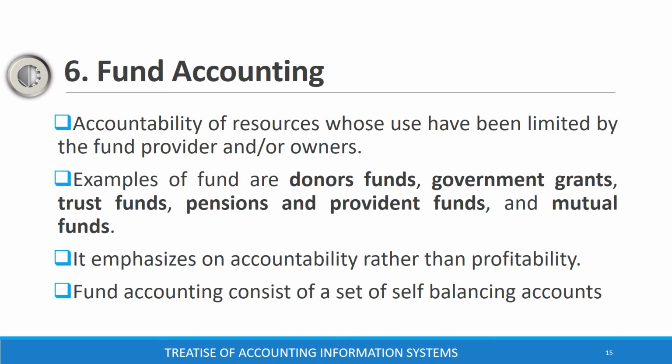The sixth branch of accounting is fund accounting. Fund accounting is a branch of accounting that deals with accountability of resources whose use have been limited by the fund provider or the fund owners. Such funds include donor funds, government grants, trust funds, pension and provident funds, mutual funds.